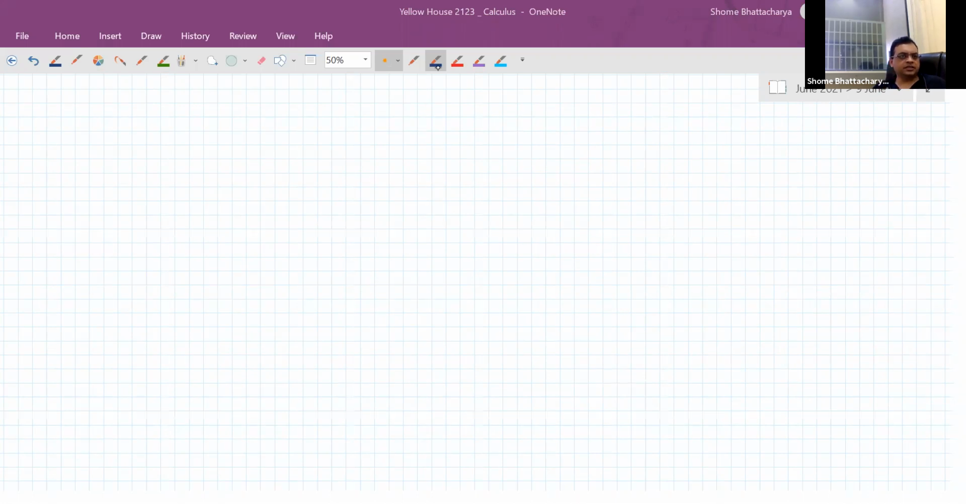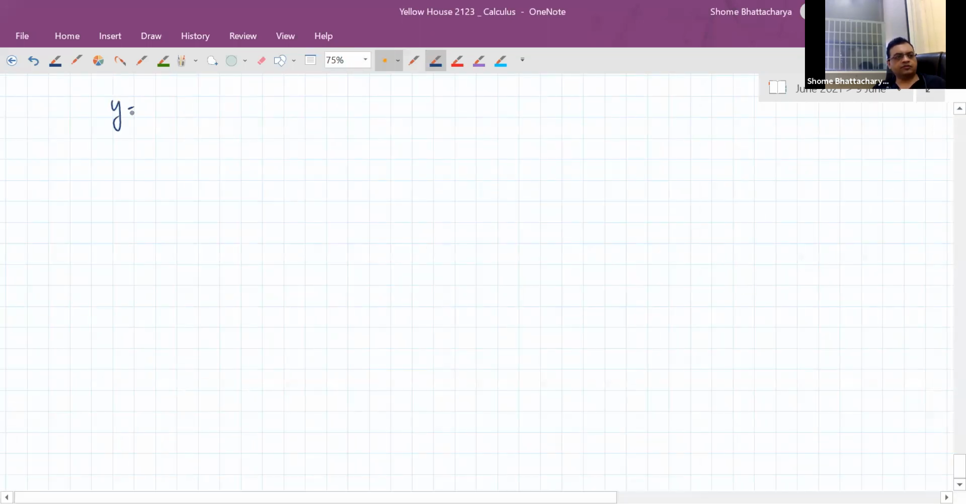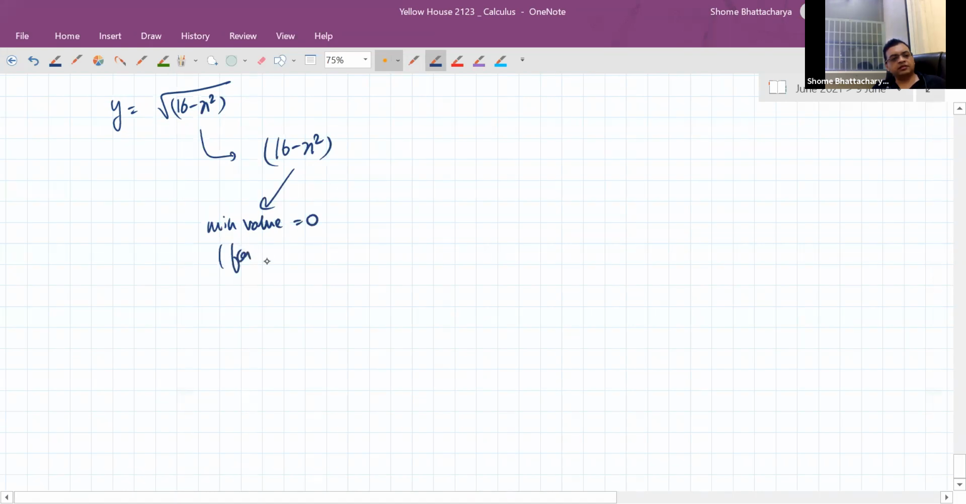Okay, so let me explain the range again for everybody. Our function is the square root of 16 minus x square. Now you can see that in the quantity 16 minus x square, this is its minimum value, equal to 0, and that is for x equal to either plus or minus 4. Whereas its maximum value is 16, and that is for x equal to 0.